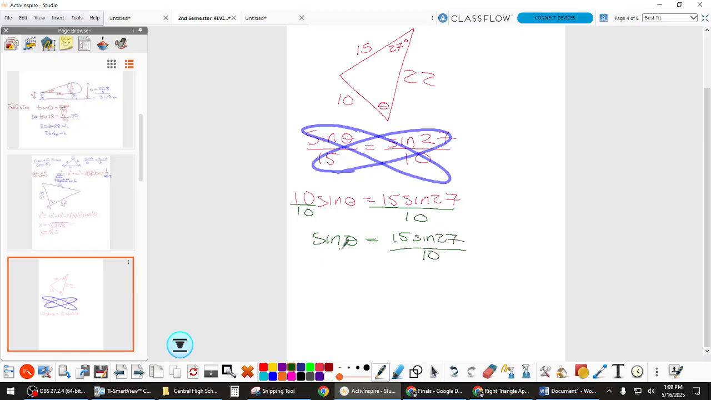Okay, now what? How do we undo sine? Yeah, that's the inverse function. So sine inverse of sine, that cancels that whole thing out. There we go. So those two are gone, and we're just left with theta, and then we have sine inverse, or inverse sine, of this whole thing.